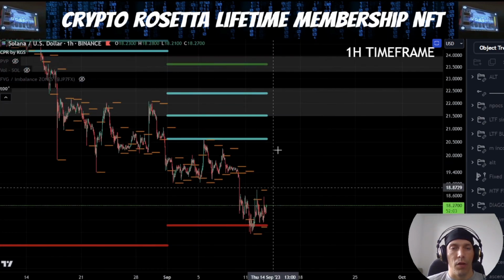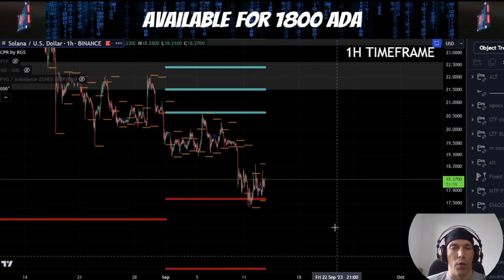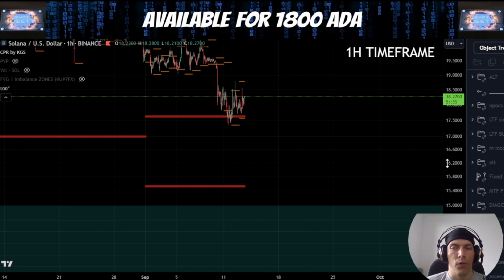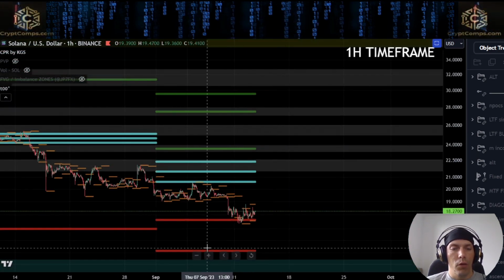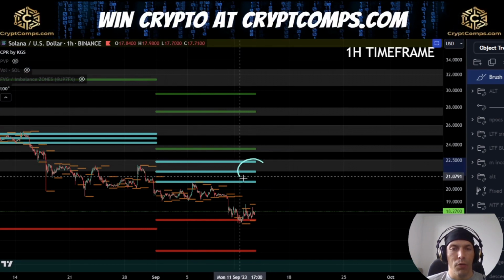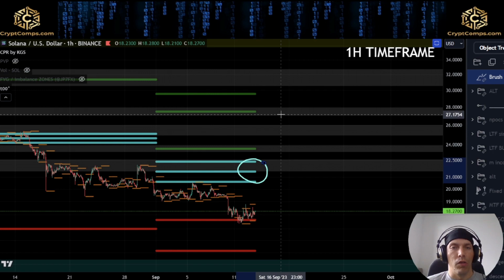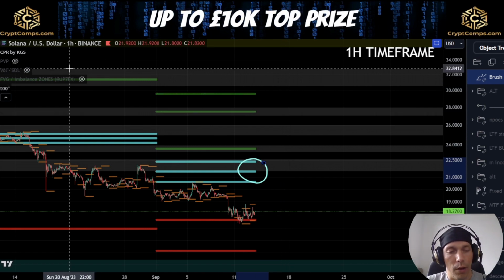Now, if we do, however, start to continue to break down here, targets to the downside still open for this month would be 1553, 1167. Now, if we do manage this month to get back above these central lines, we could potentially then look to target some of these higher levels, 2362, 2746, and this 2957 zone.